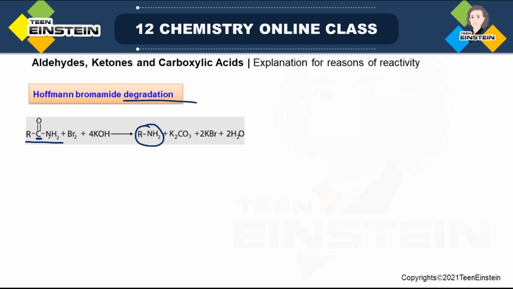In this case, you use bromine and 4 equivalents of potassium hydroxide; it may be NaOH also, just 4 HO minus is required. The byproducts are K2CO3, KBr, H2O, but the actual product is RNH2. So remember, this is the conversion of amide to 1 degree amine.